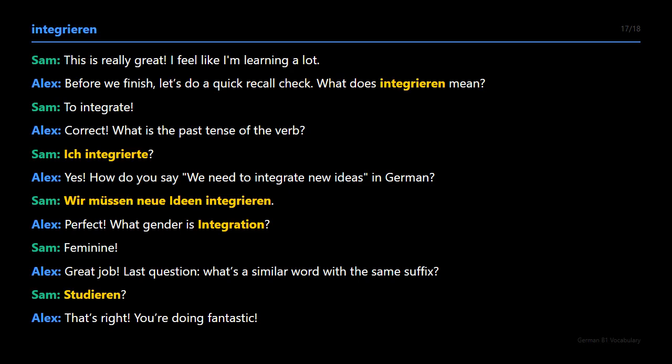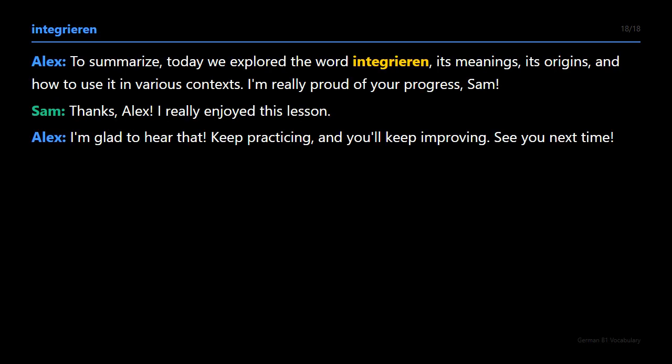Perfect. What gender is Integration? Feminine. Great job. Last question, what's a similar word with the same suffix? Studieren. That's right. You're doing fantastic. To summarize, today we explored the word integrieren, its meanings, its origins, and how to use it in various contexts.